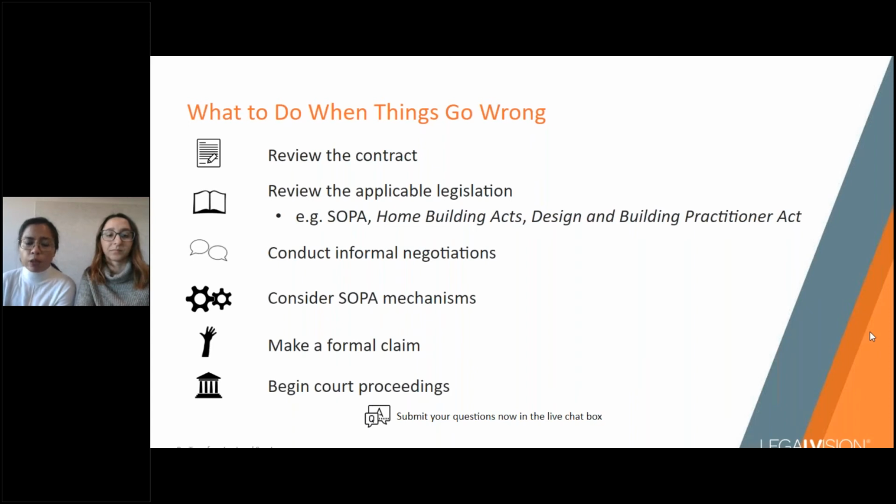But it really depends on what the dispute is about. For example, if it's about variations, defects, or claims for extensions of time, then check the dispute resolution clauses. These are usually quite prescriptive and should be complied with.